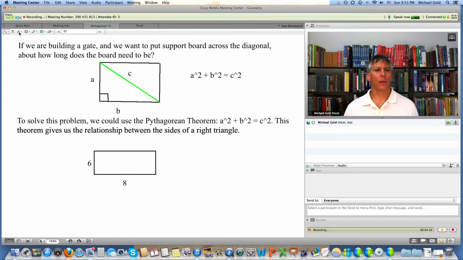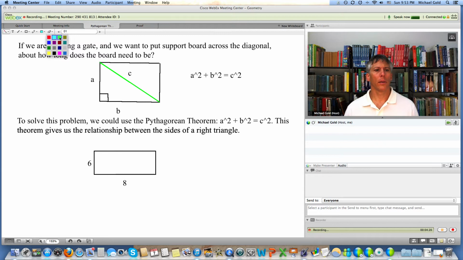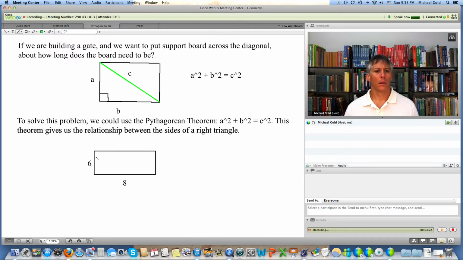So let me draw in the diagonal. I'll go ahead and draw it in green again. So this will be our support board right there. And I'll label that C, since we did that above.